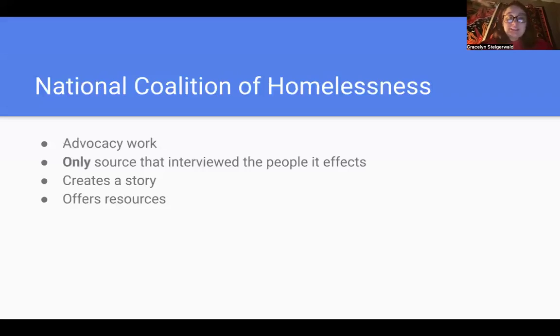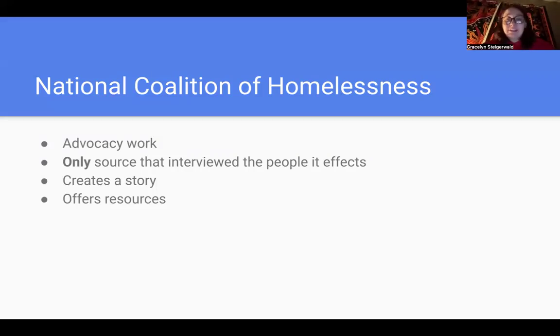Next, I just want to discuss the National Coalition of Homeless. They're the main advocacy group surrounding this issue. And a lot of my information does come from the National Coalition of Homelessness, along with many peer-reviewed articles just discussing the topic in general. The NCH is actually one of the only resources I found during my research that uses direct information from the homeless and not through studies.